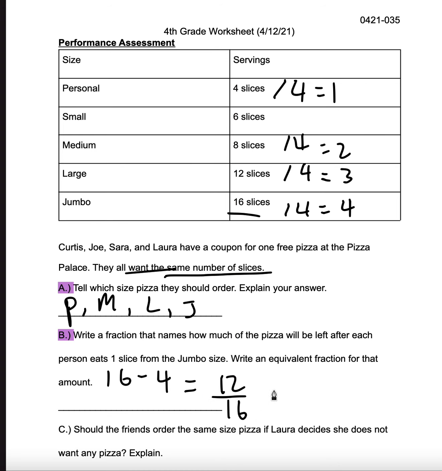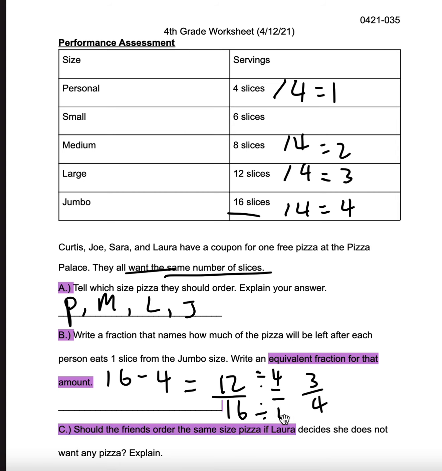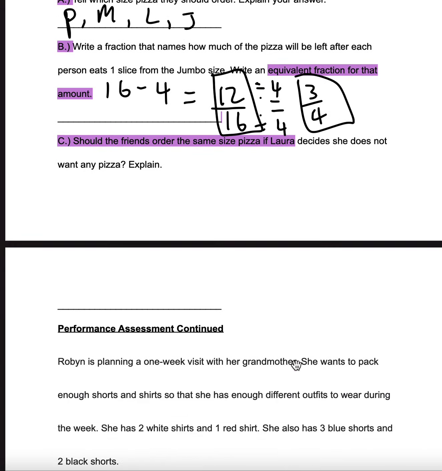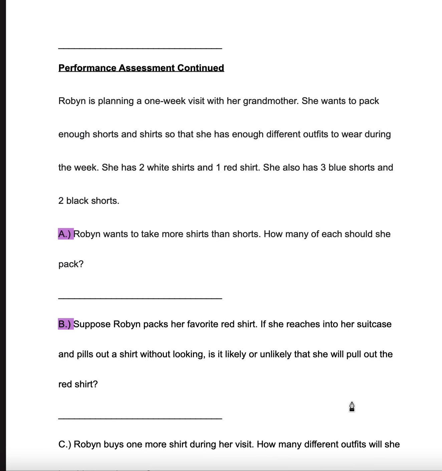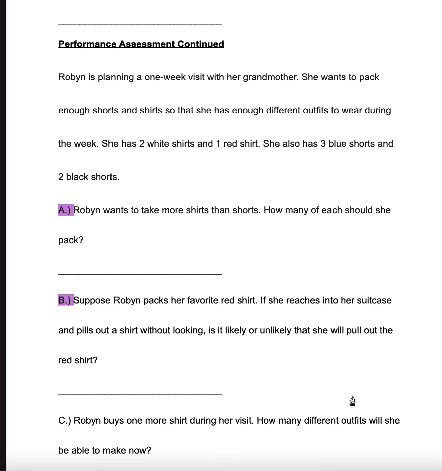And if we simplify that and write an equivalent fraction, we can get 3/4. And we do that by dividing by 4 on top and bottom. Okay, so our answer should be 12 over 16 and 3 over 4. Let's go ahead and move down to page number 2, performance assessment continued.